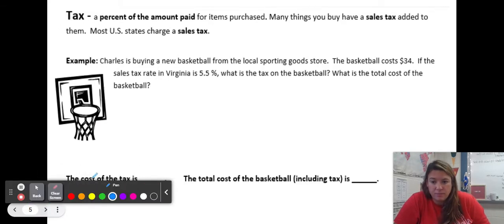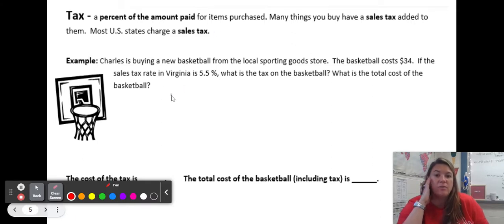Tax. Okay, so tax is a percent of the amount paid. So we're going to find a percent of a number again and add it to items that are purchased. So many things that you buy have sales tax. Most U.S. states charge a sales tax.